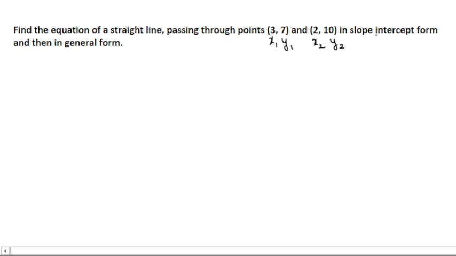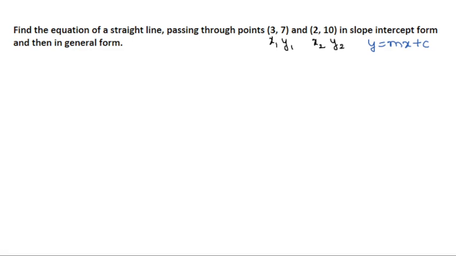Now the slope intercept form is the form y is equal to mx plus c. Slope stands for m, intercept is the y-intercept, which is c. Slope is also called the gradient of the line, which means the slant of any line.